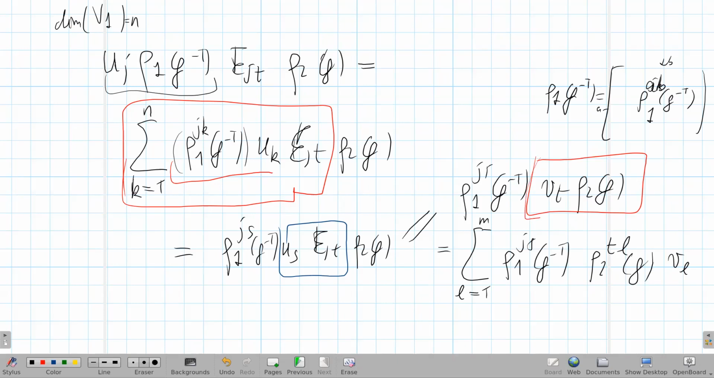So this goes to this part. This sum, I have left this term of this one, okay? And in front I have this element here, okay? So VT rho 2 of G is the sum of the VL with coefficients that are the tth row of rho 2 of G, okay? And okay, so this is not exactly this.